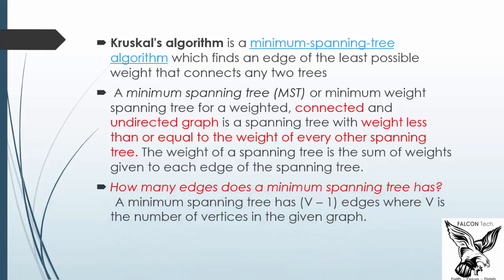How many edges does a minimum spanning tree have? A minimum spanning tree has V minus 1 edges, where V is the number of vertices in the given graph. Let's have a look at the algorithm.